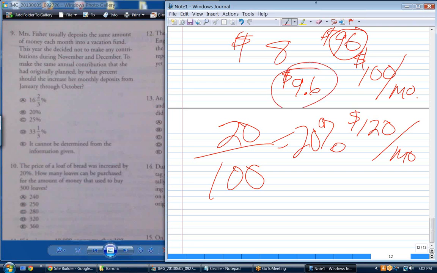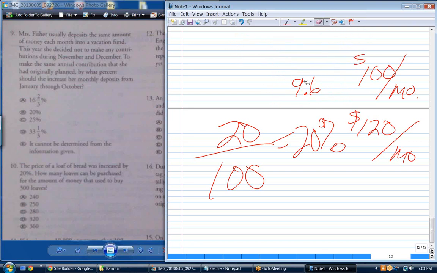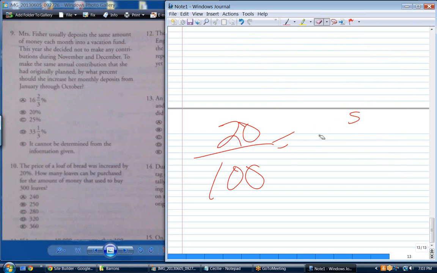So it didn't matter the numbers we picked. They didn't even have to be all that nice. But the key is knowing to pick numbers, because when you pick numbers, this problem becomes very simple. It would just be very tough to figure out algebraically how to solve it.